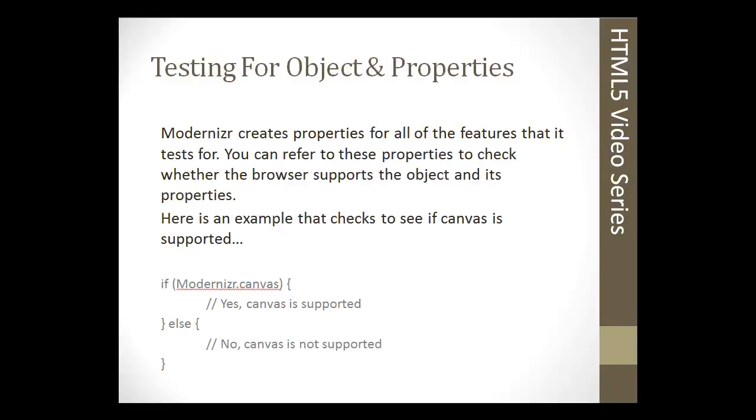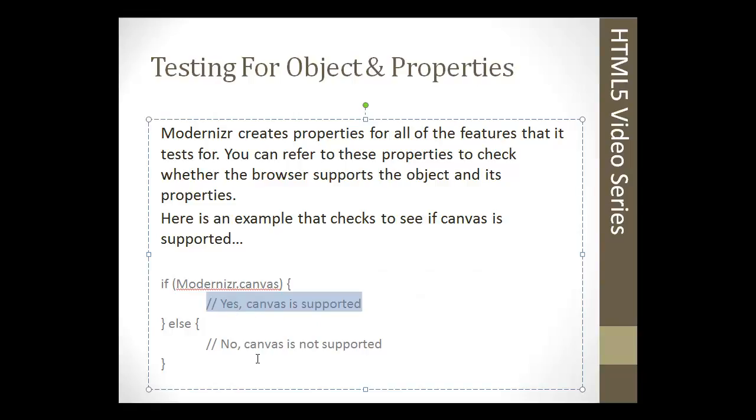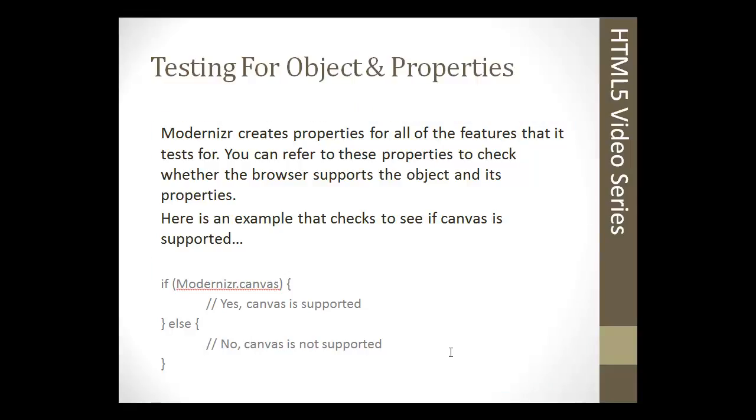Modernizr creates its own properties for each feature that it tests for, whether it's canvas, drag and drop, and you can refer to these properties to check whether the browser supports the object and its properties. So here's an example, very simple. Modernizr creates an object .canvas, if it's supported, then you would add your HTML5 code. If not, then you could display a message saying update your browser or whatever it is you want to do.